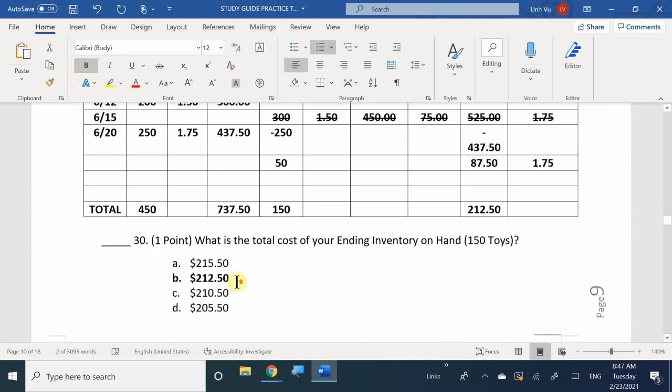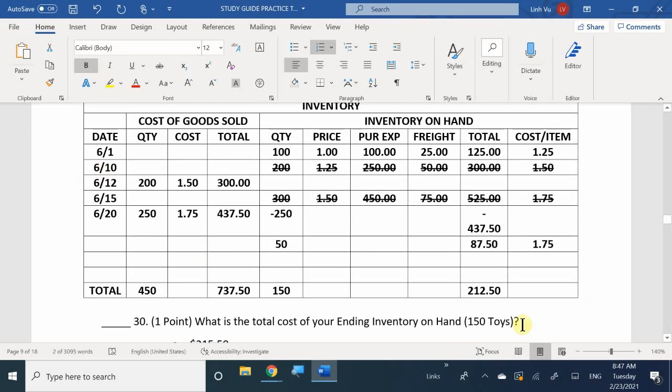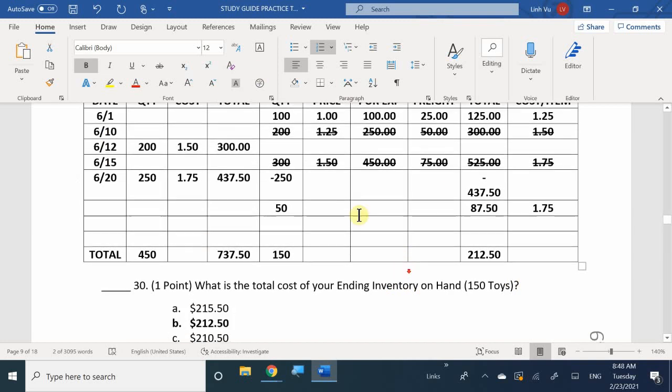So in this case, that's how you can solve it this way. You can always add up your totals and figure it out that way as well. But in this case, because we have our columns already aligned, you just follow them through. That's pretty much it.